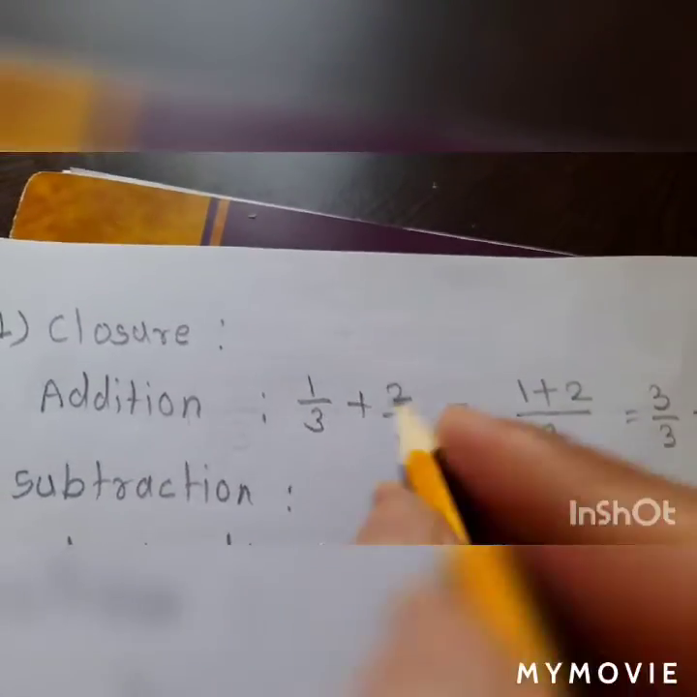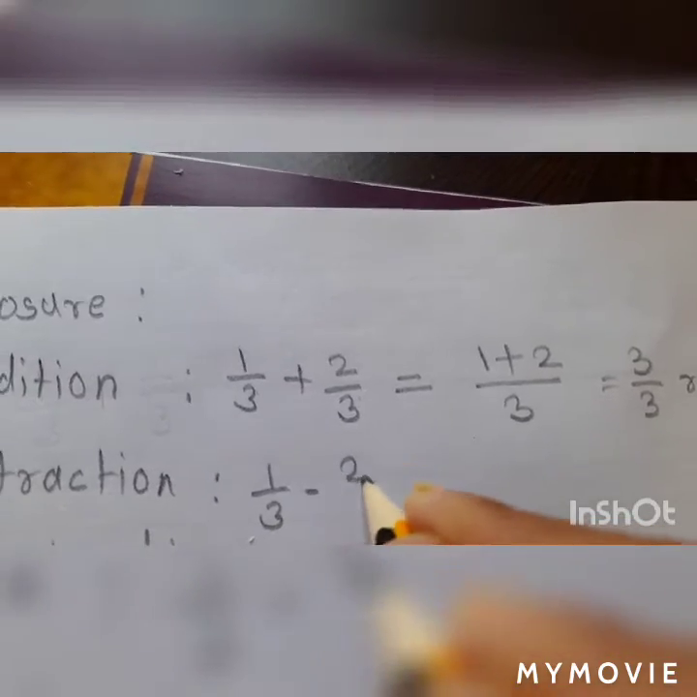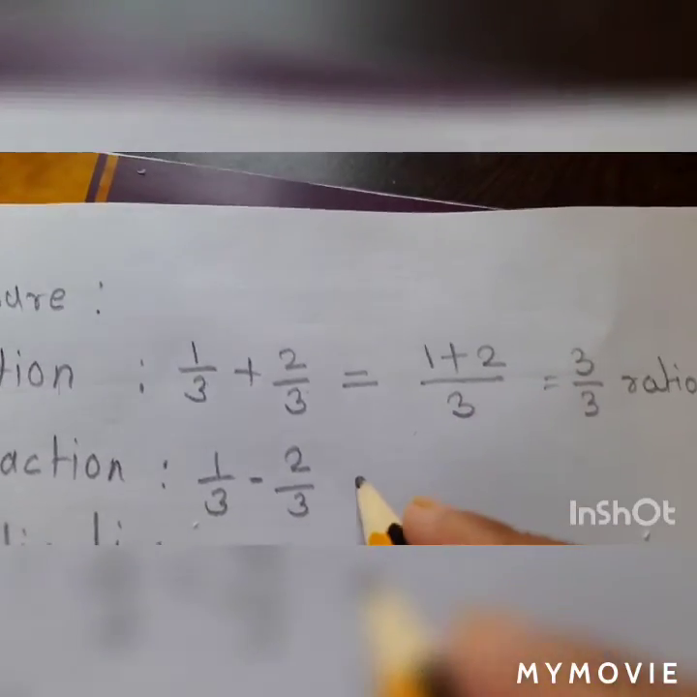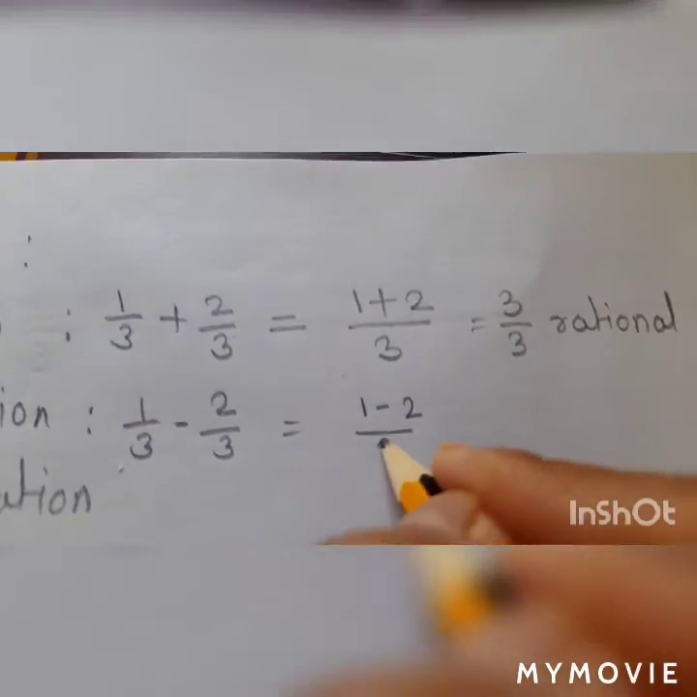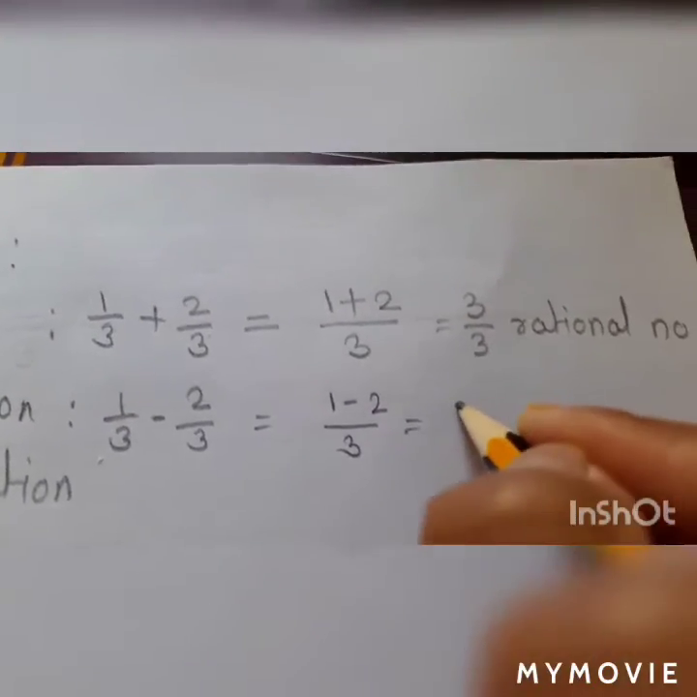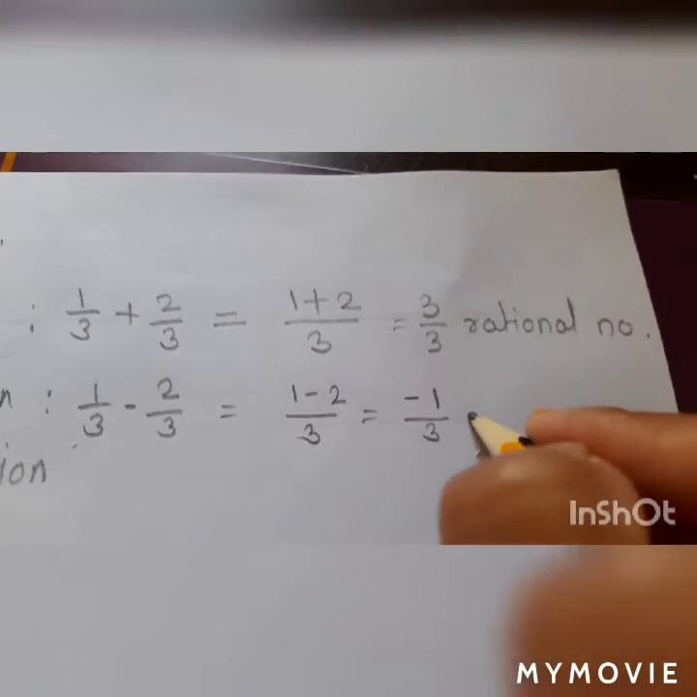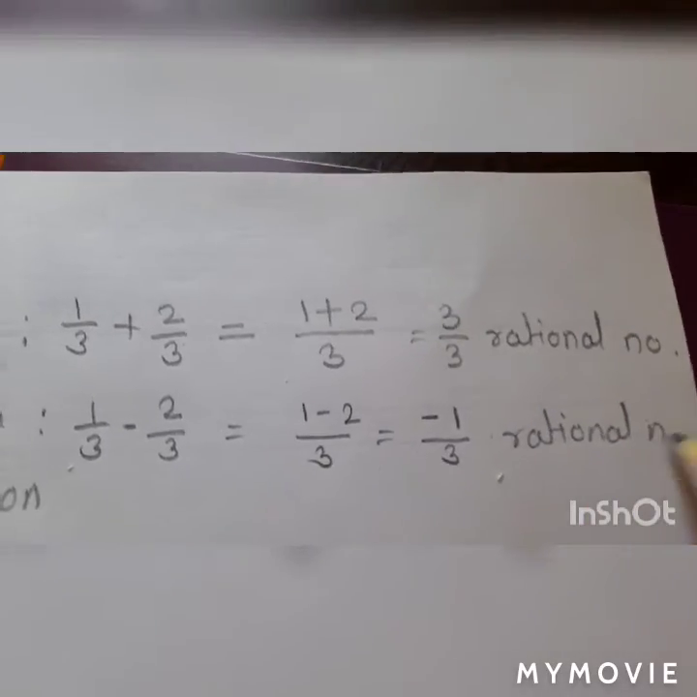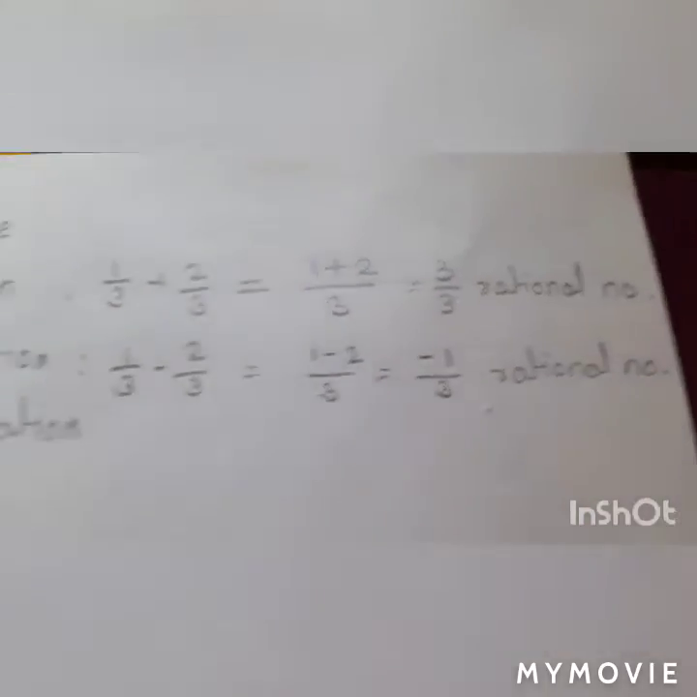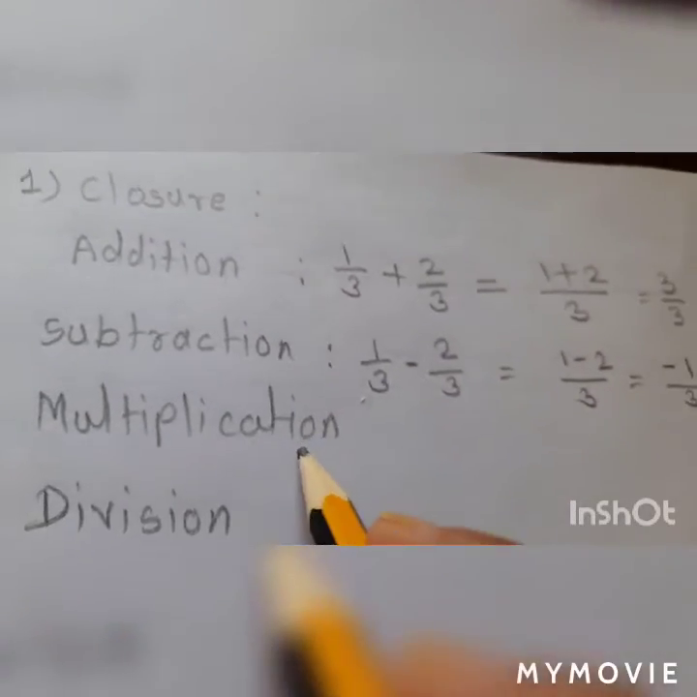Let us check subtraction. 1 upon 3 minus 2 upon 3 is equal to 1 minus 2, 3 is LCM. 1 minus 2 is minus 1 upon 3, which is also a rational number. Therefore, we can say that subtraction also satisfies the closure property of rational numbers.